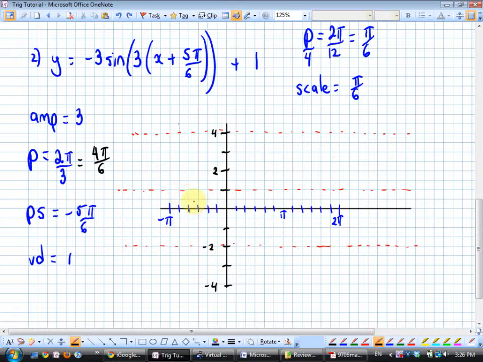Phase shift of 5 squares left. Middle, because it's sine. When I divided the period by 4, by a fluke, it ended up being the same scale. That means each dot is going to be 1 square apart. What if it ended up being, for example, 5 pi by 6? Well, then each square would be 5. Each dot would be 5 squares apart. Or if it ended up being 2 pi by 6, pi by 3, each square would end up being 2. Each dot would end up being 2 squares apart. But here, pi by 6 matches my scale.